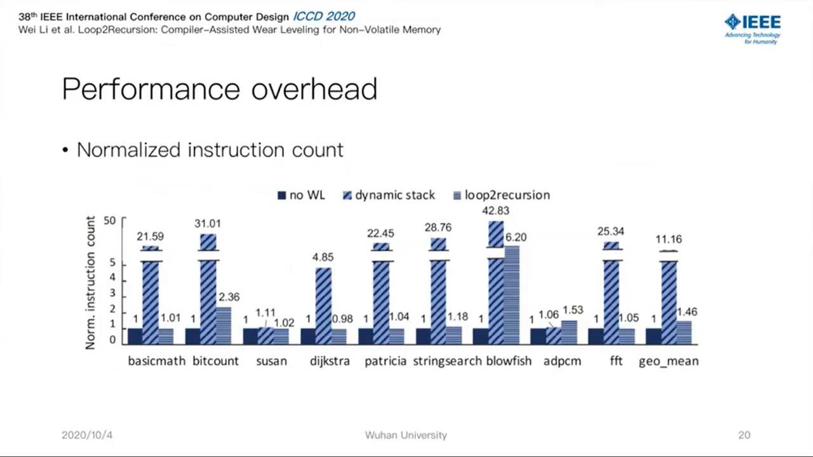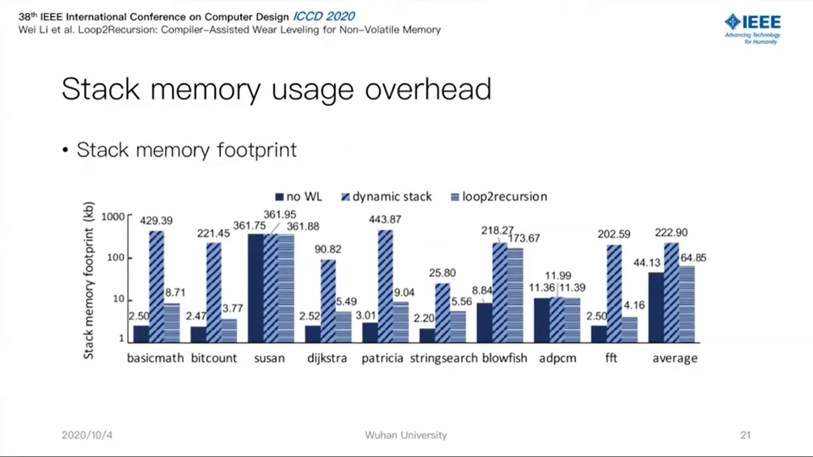To evaluate the performance, we evaluated the total number of instructions executed, and the normalized result is shown in the figure. The dynamic stack incurs significant performance overhead, which comes from additional allocation and deallocation operations for dynamically allocating stack frames. Compared to the dynamic stack, loop to recursion has substantially lower performance overhead.